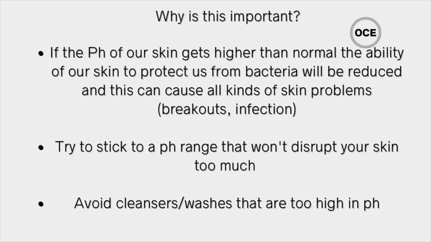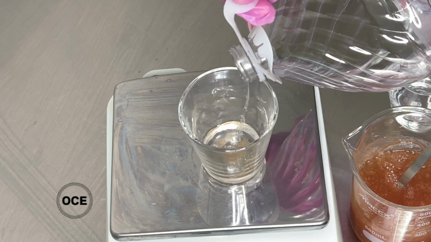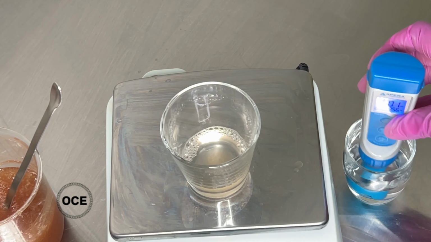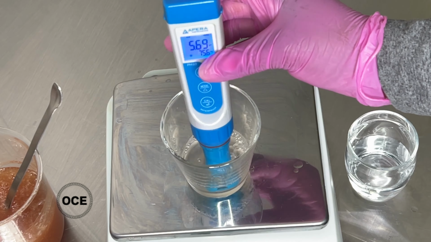Why does it even matter? If the pH of our skin gets really high, much higher than normal, it can affect your skin's barrier, so it makes it more sensitive and prone to breakouts, infections. So you want to stick to a pH range that won't disrupt your skin's pH. So you don't want to use face washes, cleansers, even shampoos that are very high in pH, because it will affect your skin, it will affect your hair.